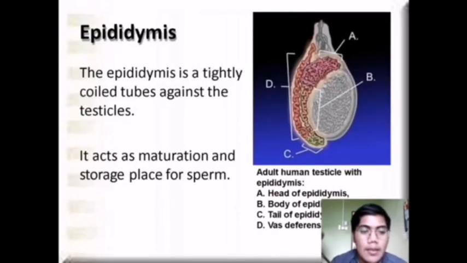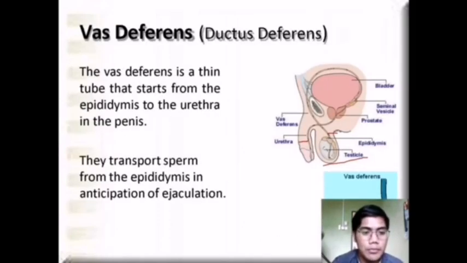Epididymis. Okay, the epididymis is a tightly coiled tube against the testicle. It acts as a maturation and storage place for the sperm. Thus, it is the place where our sperm is stored. Vas deferens.